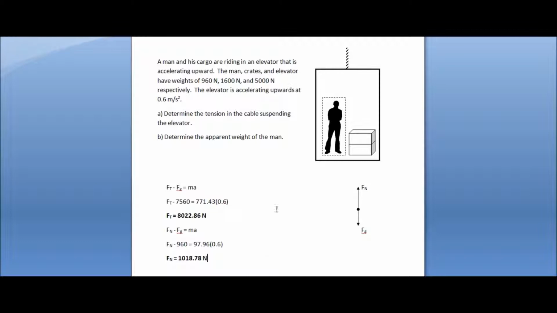If the elevator was accelerating downward, he would feel lighter, and so we would expect the apparent weight to go down. So we'd expect this answer to be less than 960, and the way you would get that result is that this number would be negative. So you'd have a negative value here added to the 960, so it would make the 960 less, and you would get a smaller answer if he was accelerating down.